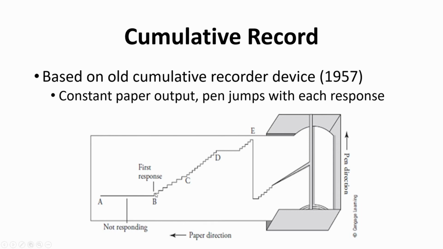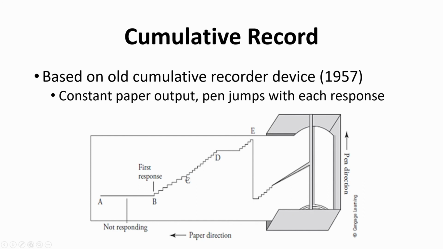And so we can see a rate of responding based on the slope of this line. So between B and C, they're responding maybe once every 5 seconds. But then over here, our responding is much, much quicker. So the steps are smaller, which means that the button is being pressed or the lever is being pushed or whatever is happening more and more close together. So between C and D, we have a faster rate of responding. So maybe instead of 5 seconds, it's every 2 seconds.